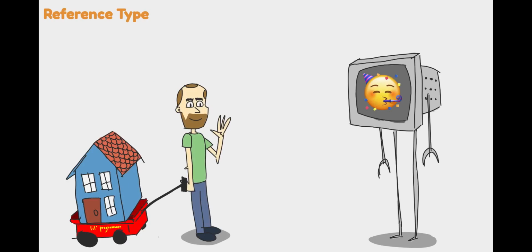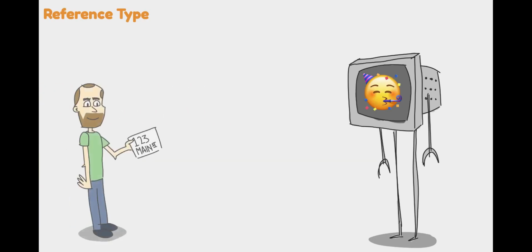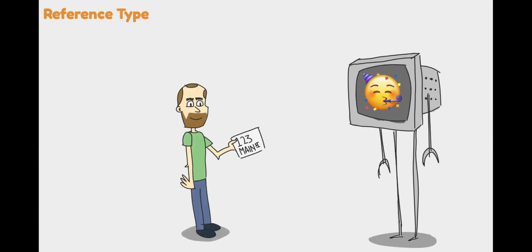So instead of bringing them a house, you bring them the address of where they can go to find that house that you got them.